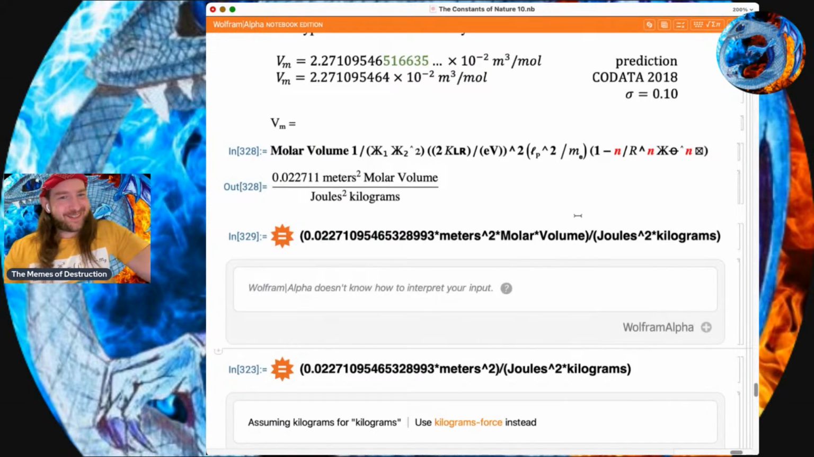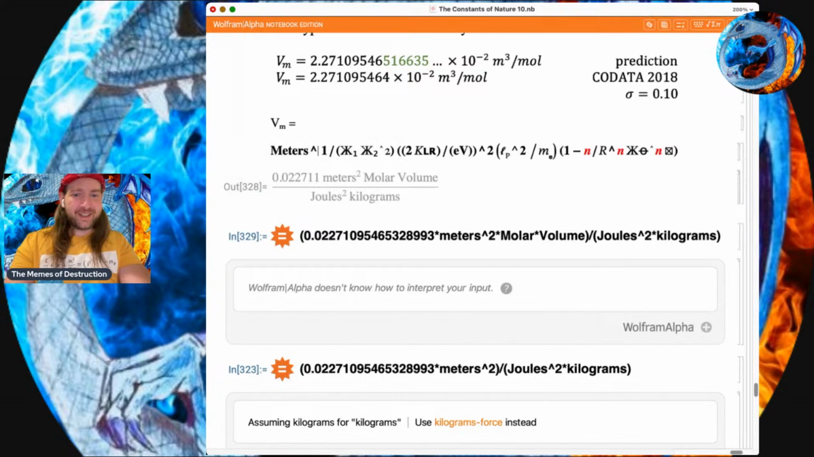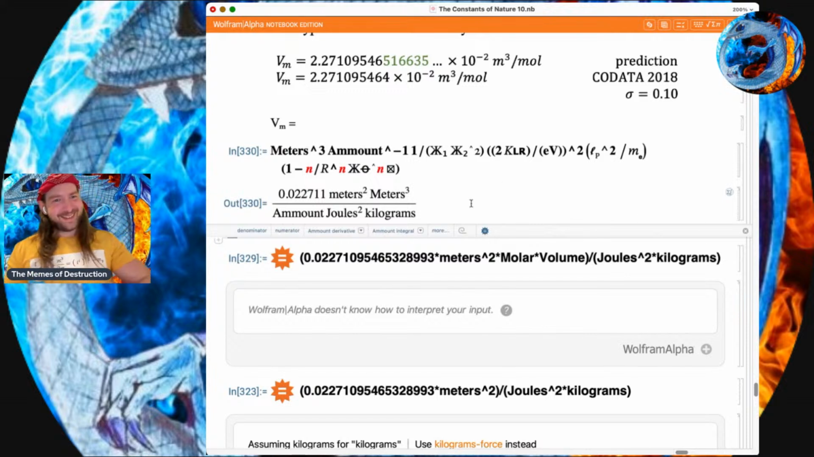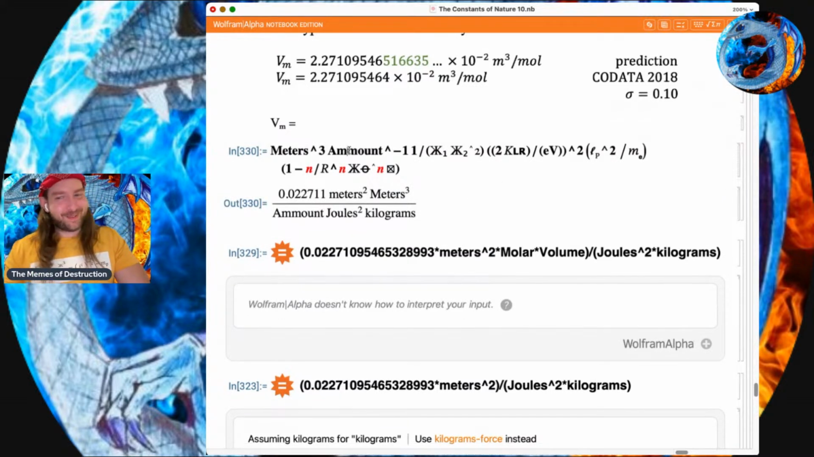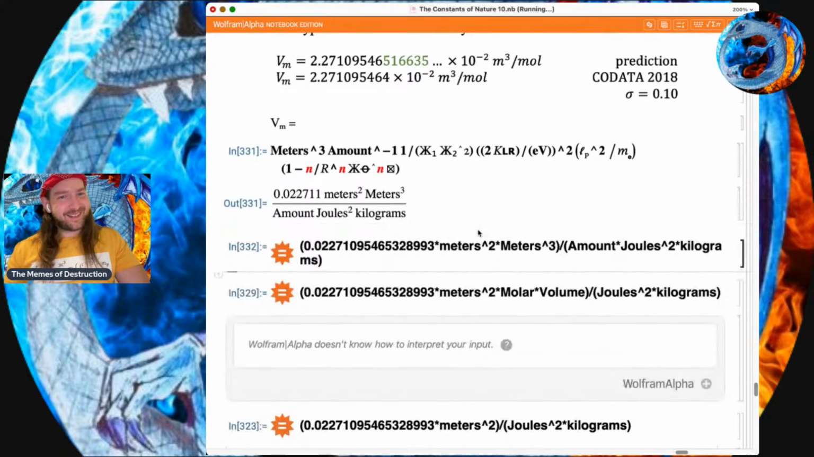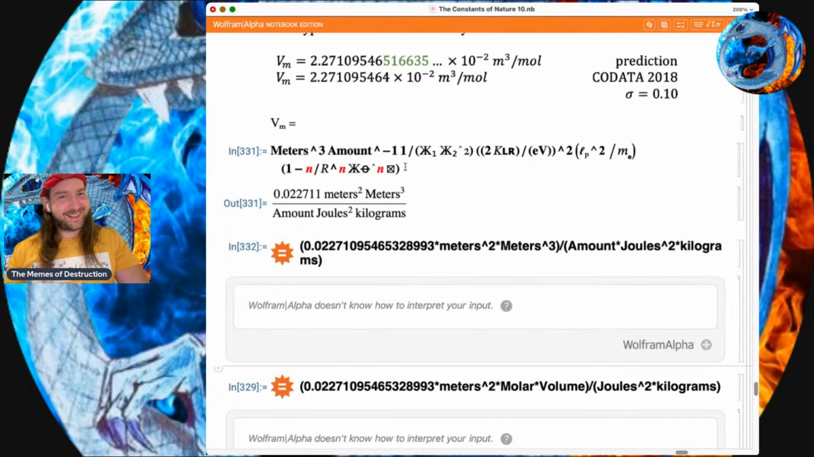Hey, Jez, what's going on? We're trying to... Oh, it doesn't understand me. So, don't feel bad, Jez. You're not the only one. Molar volume. How about this? Meters cubed, amount raised to the -1. That's what it says. Uh-oh. Oh, I spelled amount wrong. I don't even know if that even makes sense. Let's see. Nope, it doesn't understand me either.